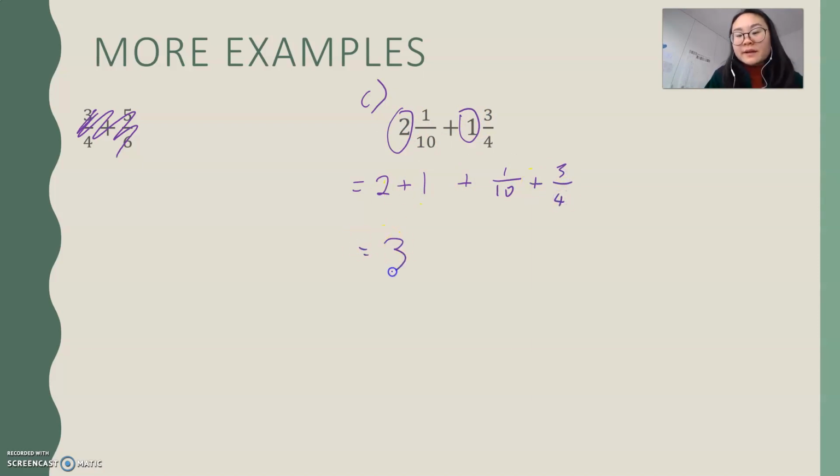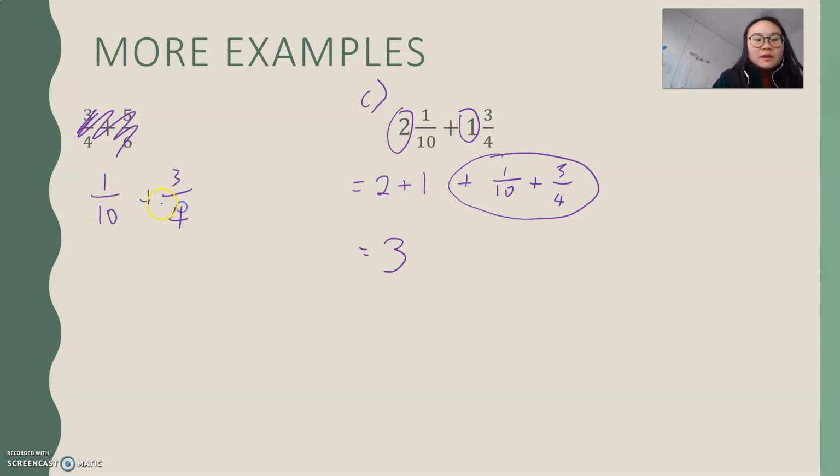So 2 plus 1 is 3. So now all I have to deal with is my fraction parts. And that's just the same as what I was doing before. So if I do that over here, 1 over 10 plus 3 over 4. The lowest common multiple is actually 20. Okay, so you could do 10 times 4, which is 40, but if you went through the multiples of 4 and the multiples of 10, you'd realize that the lowest common multiple is actually 20.